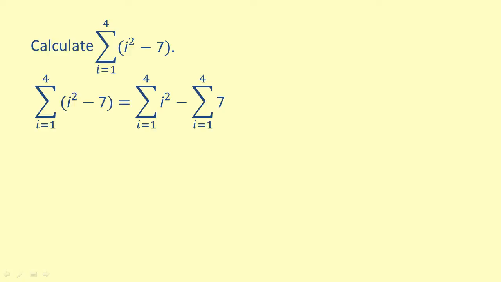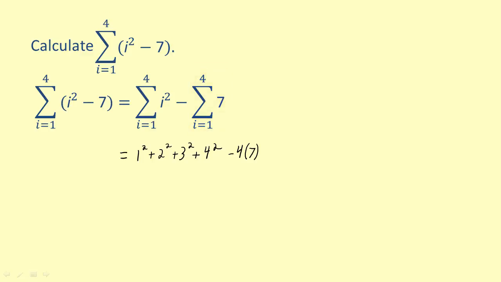Since we don't yet have a rule to use to rewrite the sum of an exponential expression, we just have to evaluate at each value of i. So that gives us 1 squared plus 2 squared plus 3 squared plus 4 squared. Now we have the sum of a constant. Recall that the sum of the constant from i equals 1 to n is n times the constant. So for this second term, we have minus 4 times 7.